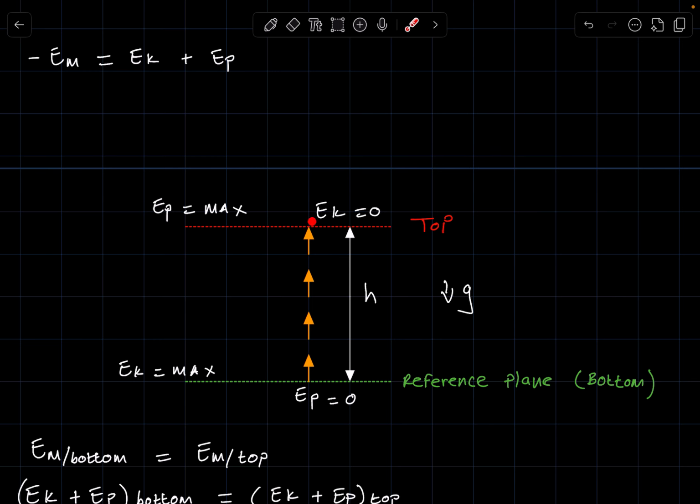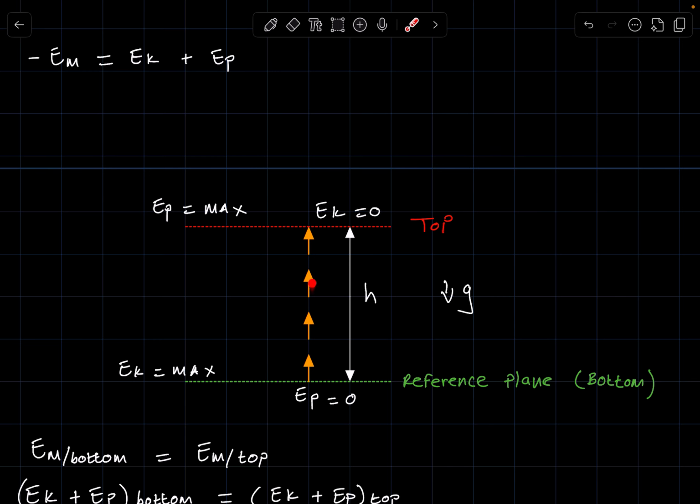Right, when the object reaches the top, before it goes back to the ground, the velocity at the top is equal to 0. As soon as it reaches the apex or the maximum height, before it falls back to the ground, the velocity is equal to 0 at this point. Hence, the kinetic energy at the top is equal to 0.